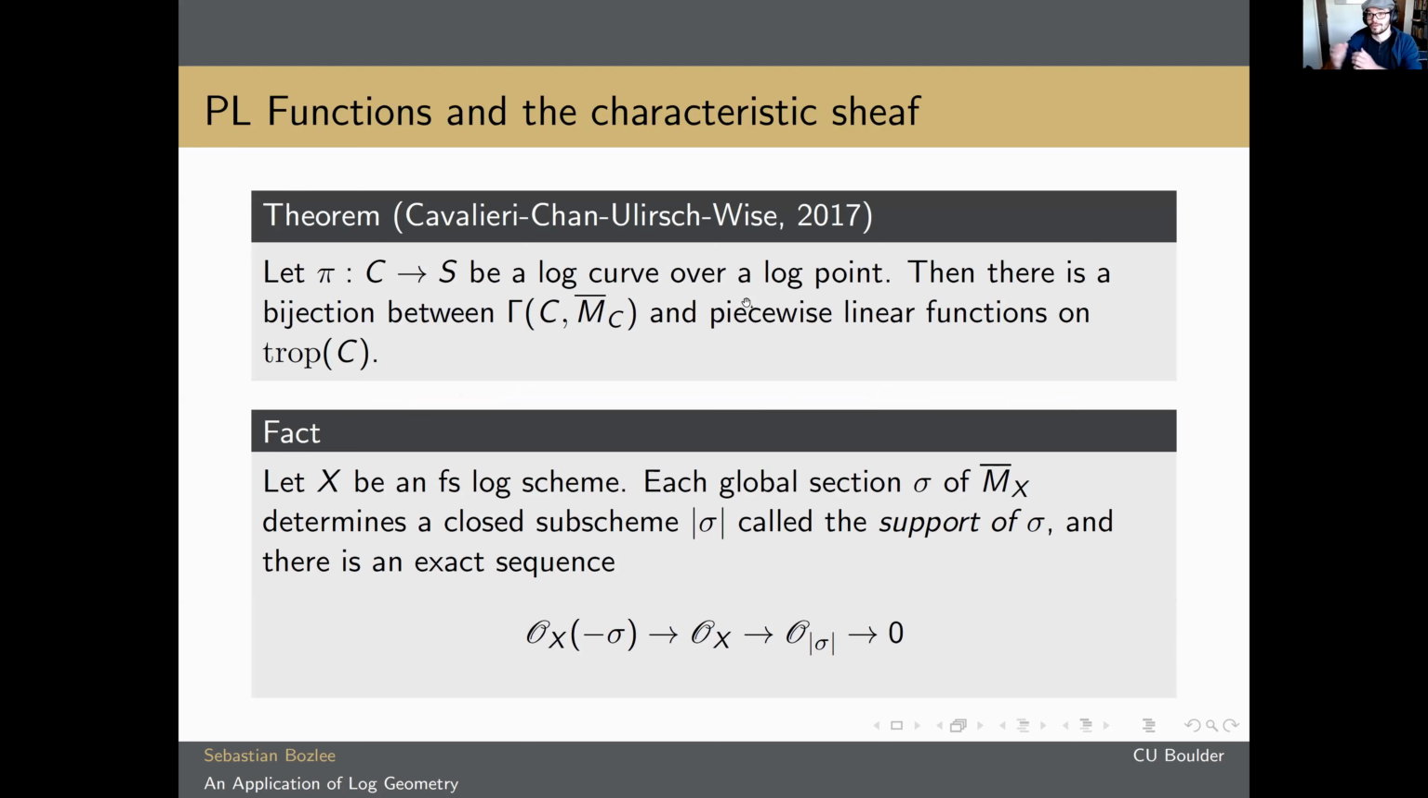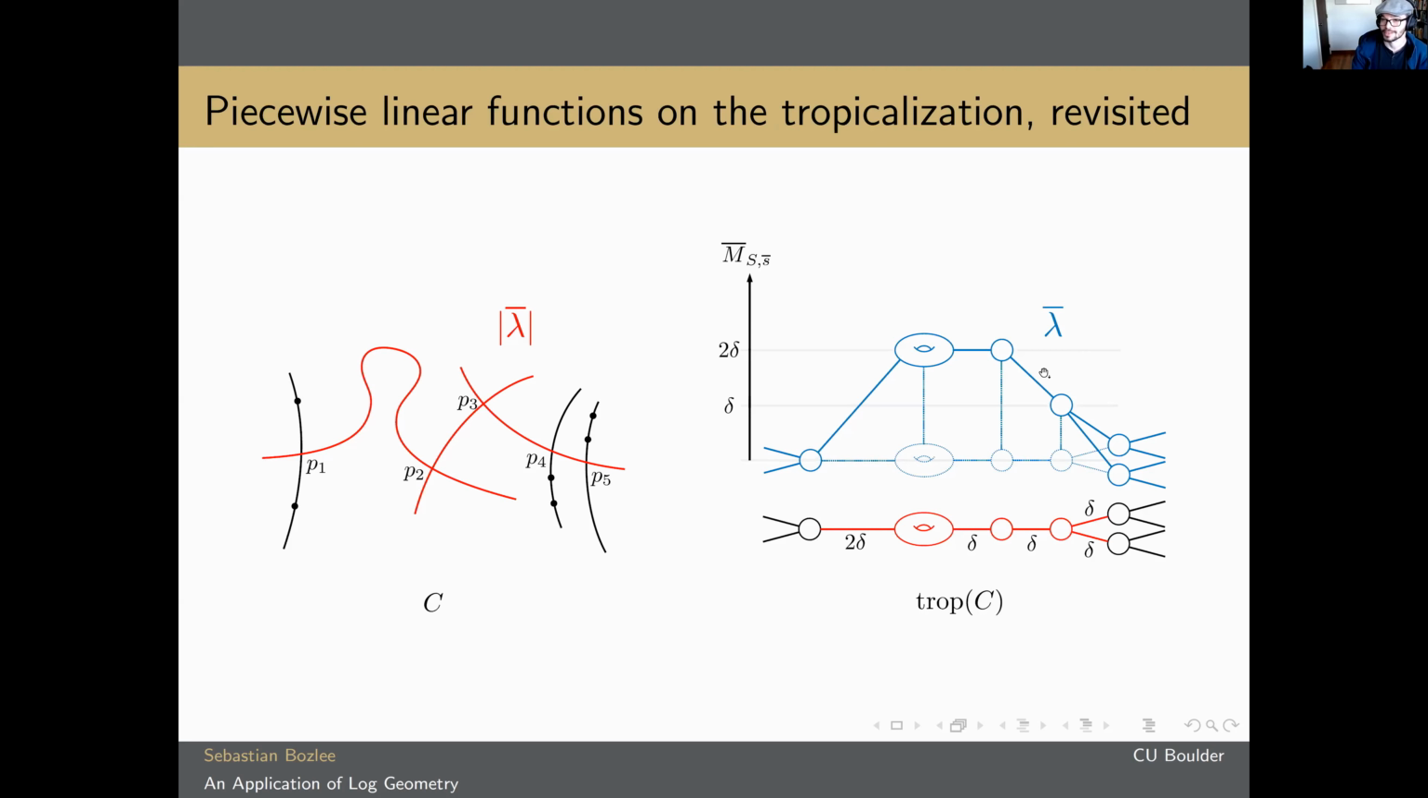Okay. Now these piecewise linear functions have a connection to the data of a log curve. Remember, we had that sheaf of monoids, a whole bunch of monoids, the characteristic monoid. If we take an element from that monoid, so a global section, on a single log curve, that's the same as picking a piecewise linear function. So this otherwise fairly abstract thing for a single log curve becomes this fairly concrete thing of a piecewise linear function.